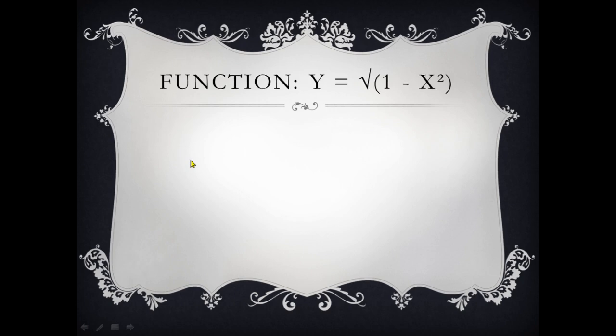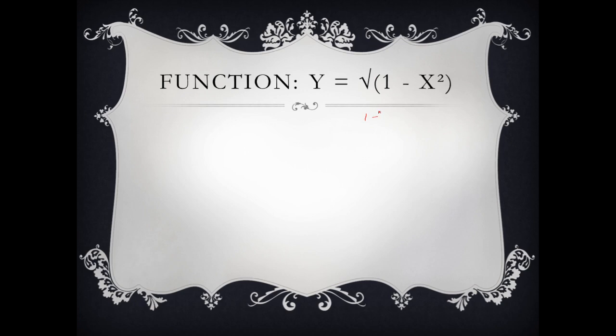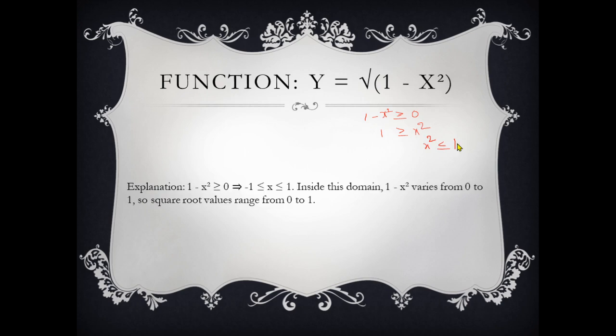If the function is y equal to square root of 1 minus x square, here our restriction is that the term under the square root should be a non-negative number. So 1 minus x square should be greater than or equal to 0. That is 1 greater than or equal to x square, that is x square less than or equal to 1. So x is in between minus 1 to 1.